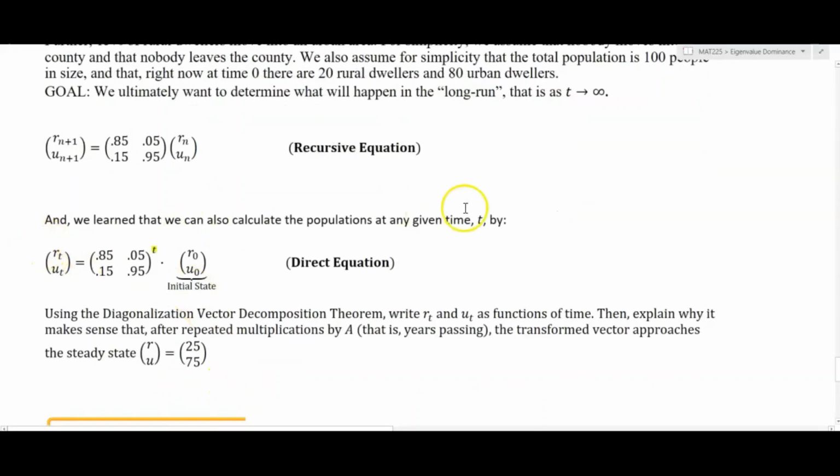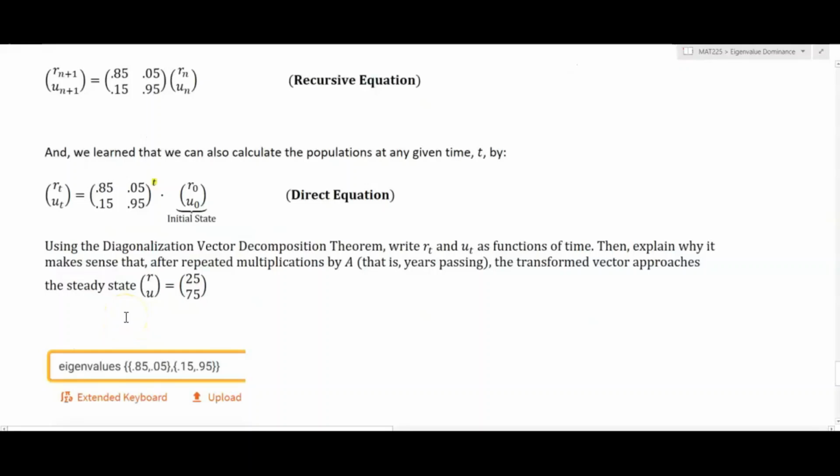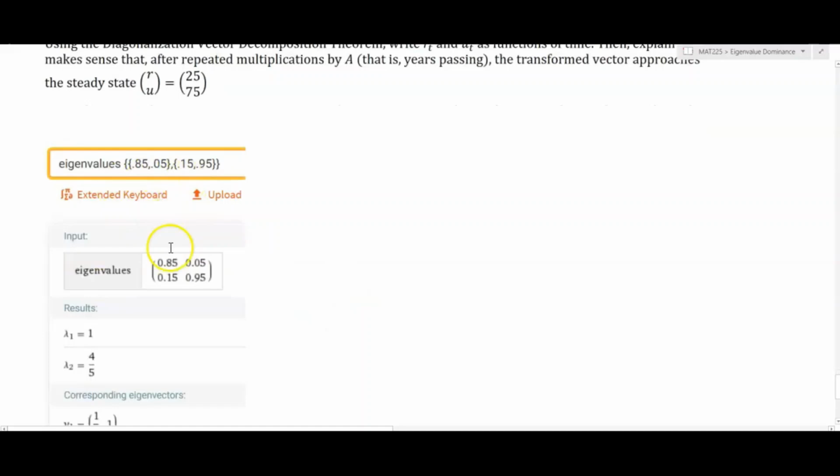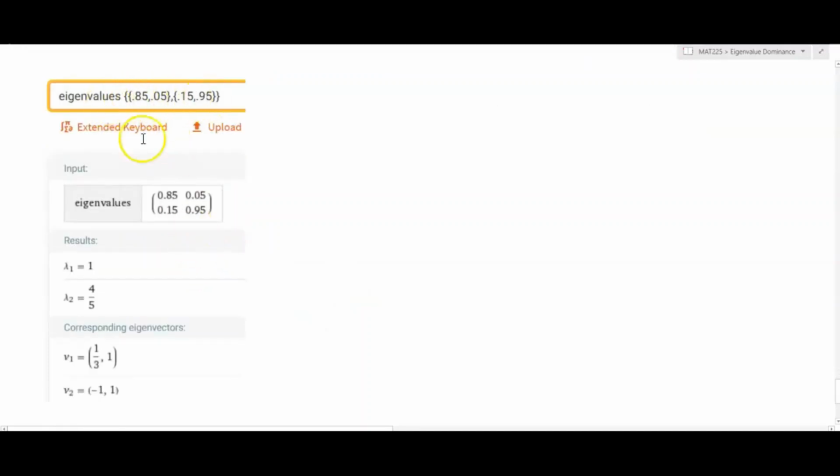And then we were able to write it like this as the direct equation, where we just took A to the t times our initial state. What we want to do here is, we already showed mathematically by computing the steady state vector what happens in the long run, but now we want to see, using the diagonalization vector decomposition theorem, we're going to write equations for r sub t and u sub t as functions of time, then explain why it makes sense that after repeated multiplications by A, that is, years passing, the transformed vector approaches the steady state r, u equals 25, 75. So first of all, we need to compute the eigenvectors and eigenvalues of that matrix.